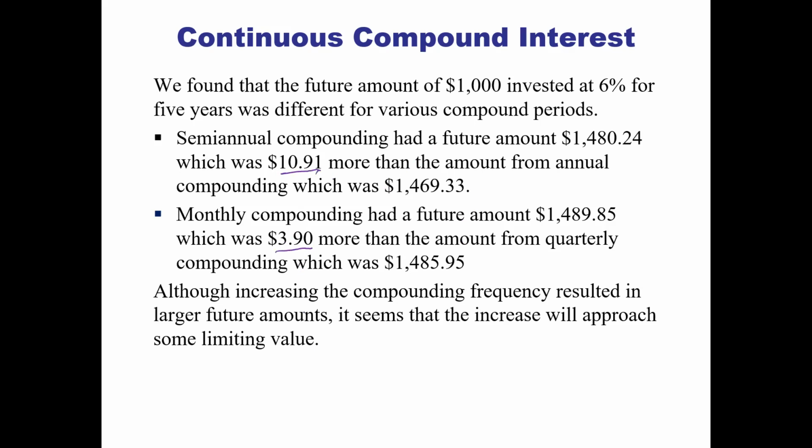And so although increasing the compounding frequency results in larger future values, it seems the increase is going to approach some limiting value, because we noticed we started off with a bigger number here, it increased by a larger amount, then it got smaller. And as you keep going, if you went daily, it would get a smaller and smaller amount. And so what will happen is we're going to get to a point where we're at continuously compounding, and that's the max we can hit, and that's going to be our limiting factor. So let's stop here and we'll come back with that.